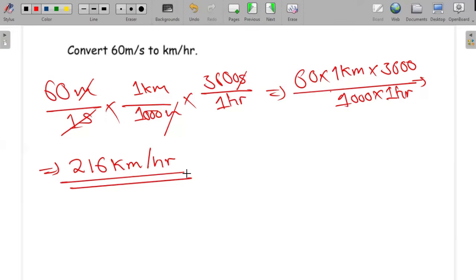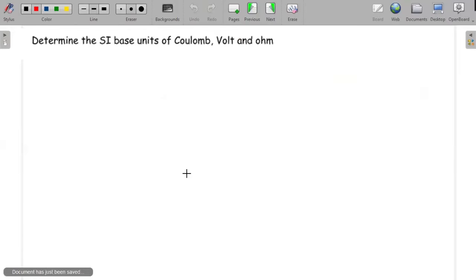All right, let's look at this one, which is saying determine the SI base units of coulomb, volt, and ohm. Okay, so this question involves you knowing the dimensions that each of these contain. It's the same thing we're doing with the Newton. Those who are following, if you saw what we did with the Newton, it's the same thing we're going to do to these. We're just converting these derived units of measurement. We are expressing them in form of base units.